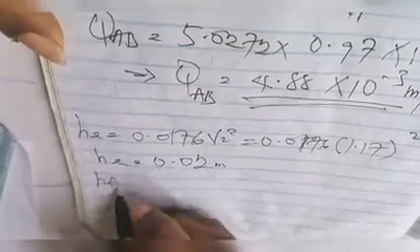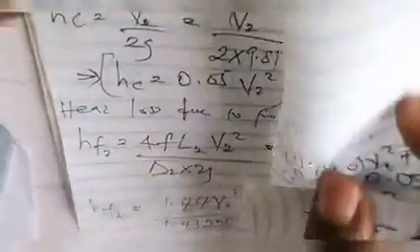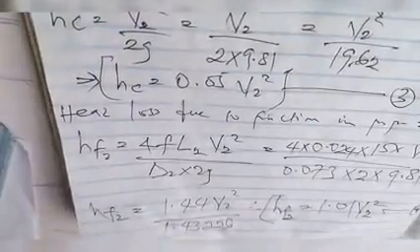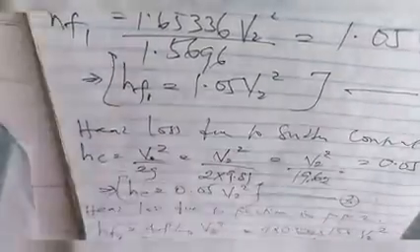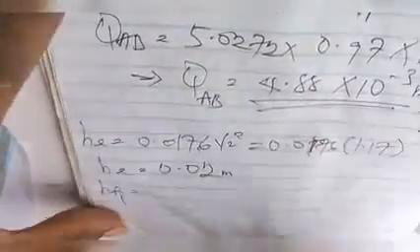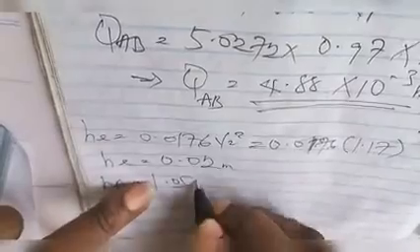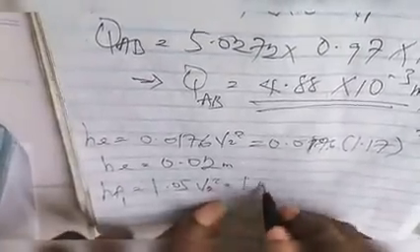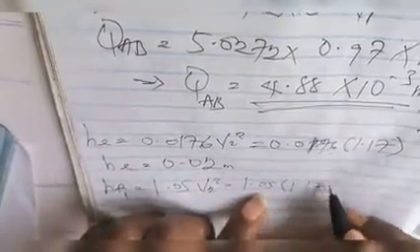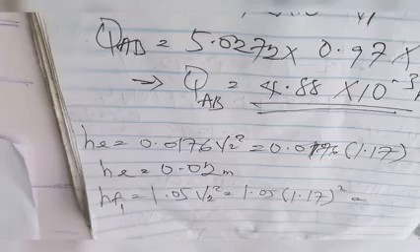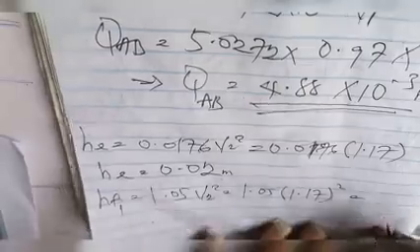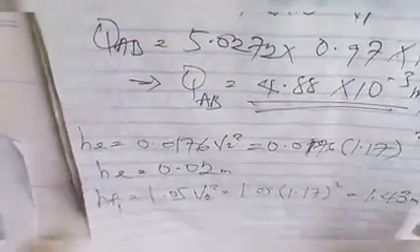Next is head loss due to friction in pipe 1, HF1, and we obtain HF1 to be equal to 1.05 V2 squared. So we also find its value, that's equal to 1.05 times V2, which remains 1.17, all squared. So 1.17 squared times 1.05 gives us 1.43. We have 1.43 for head loss due to friction in meters.